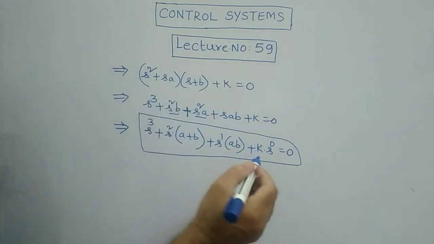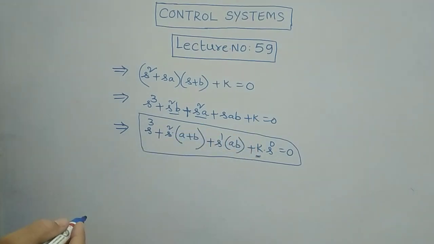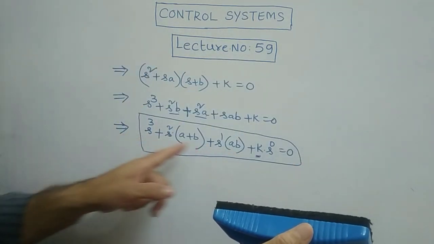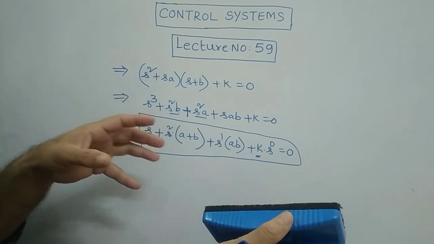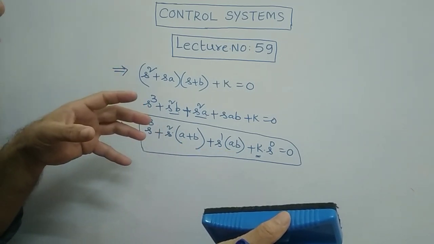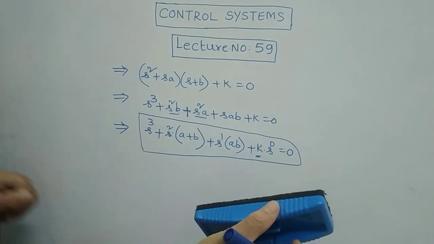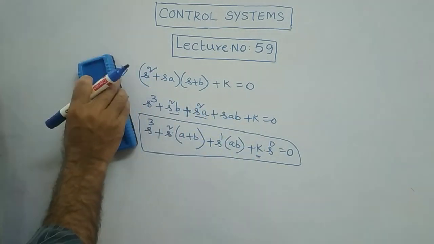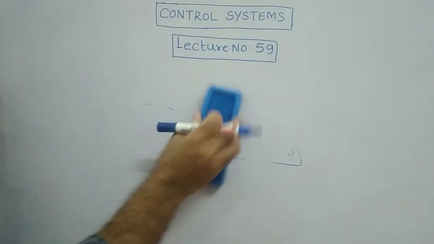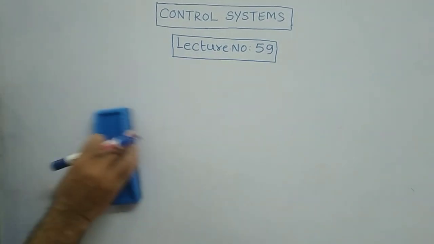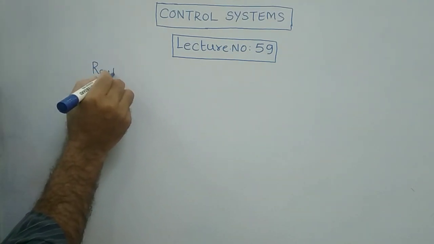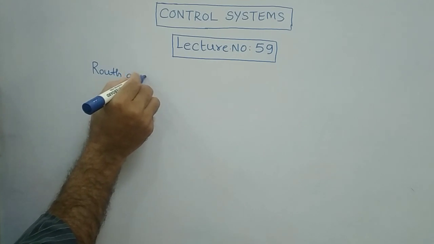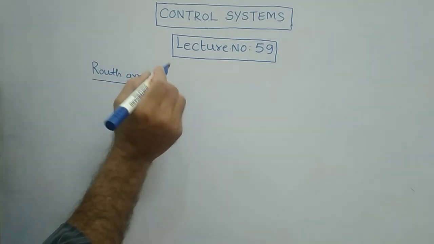Our objective is to find the range of K, the value of K. That is our objective here. Now, this is the expression. For this expression, you need to form the root array. What is the root array? I will show you that. After getting this expression, you form the root array.